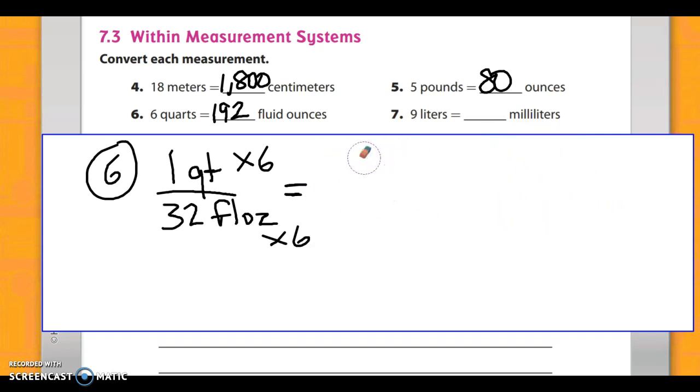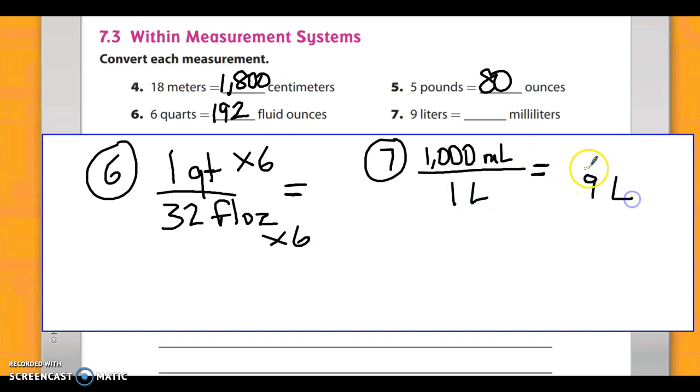All right, so now we need to convert between liters and milliliters for number 7. And what I know is that there are 1,000 milliliters in 1 liter. And I need to get to 9 liters, so I need to multiply by 9. If you multiply by 9, you would get 9,000 milliliters. That's the answer, 9,000. Okay, we're going to stop there. This is the conclusion of page 197. The next video will be page 198.